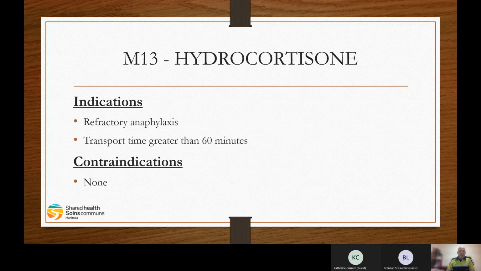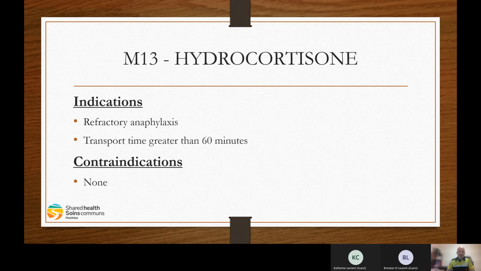So when do we give it? As per the care map, we want to give it for refractory anaphylaxis, or if we look at a transport time greater than 60 minutes for an anaphylactic patient. The M13 document also discusses giving hydrocortisone for adrenal insufficiency. We do not have a care map for adrenal insufficiency right now, so I'm going to leave that alone in this presentation and just focus on anaphylactic use of hydrocortisone.